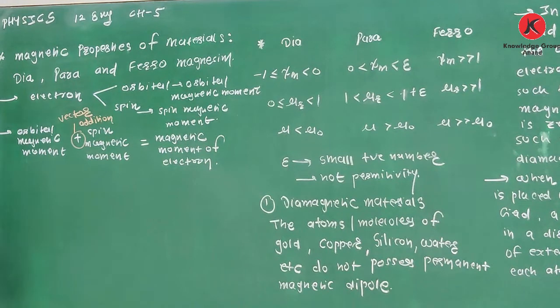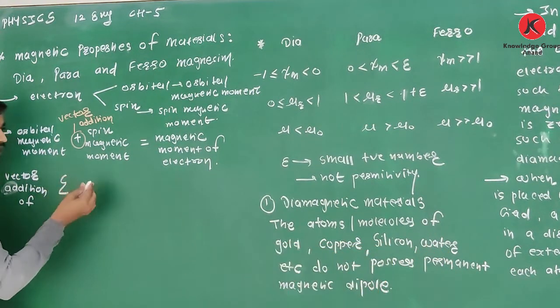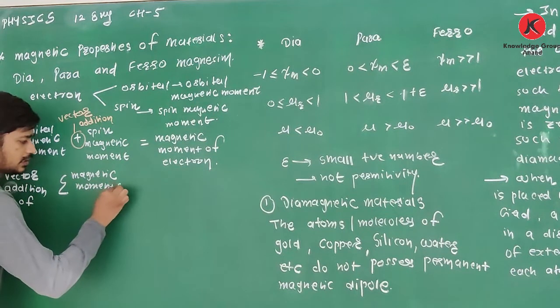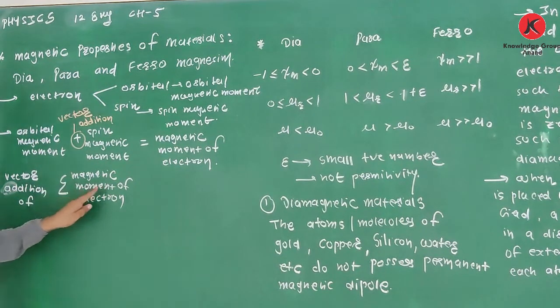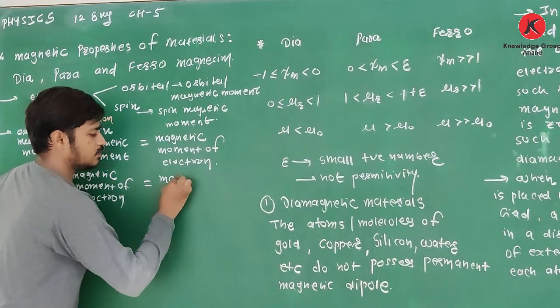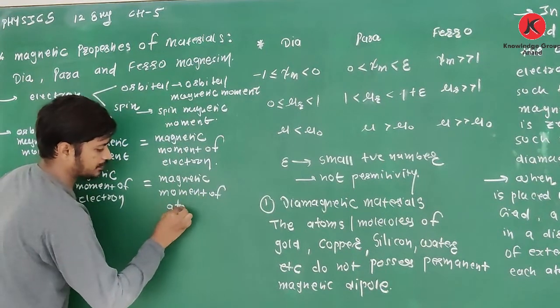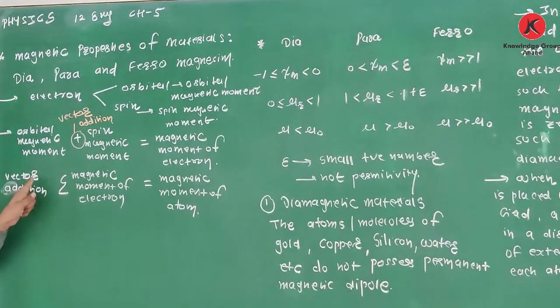Now, the magnetic moment of electrons: summation, vector addition, sigma of magnetic moment of electron. Vector addition of magnetic moment of electrons gives the magnetic moment of atom. Clear about this? Okay, so it is easy. Vector addition of magnetic moment of electron gives magnetic moment of atom.